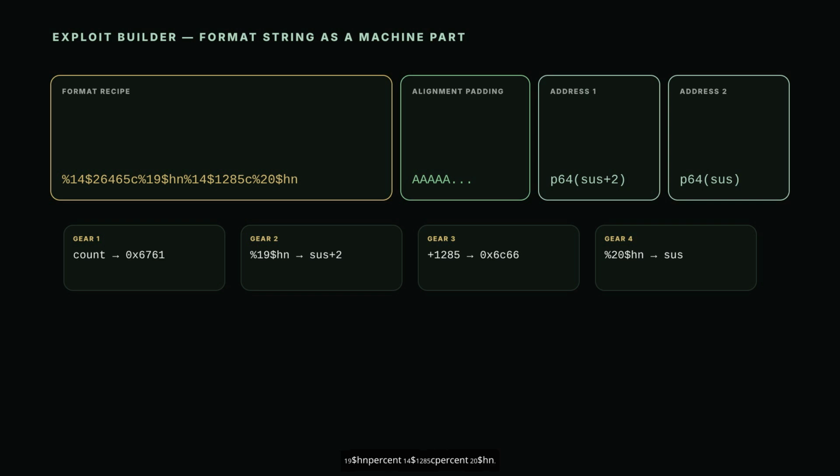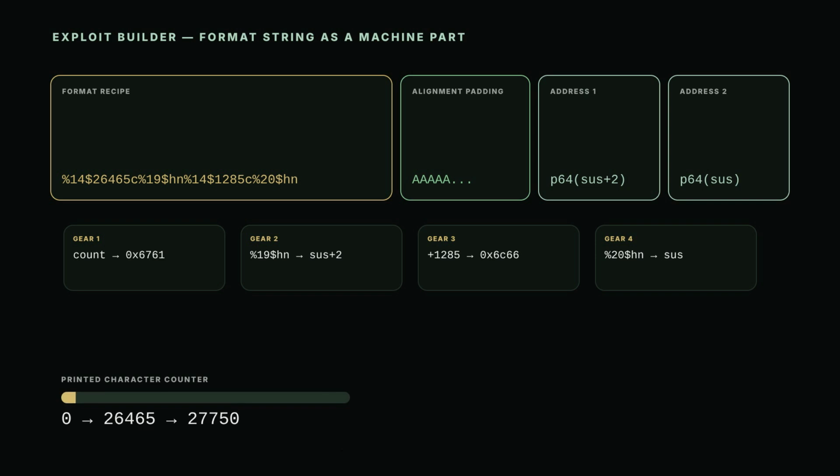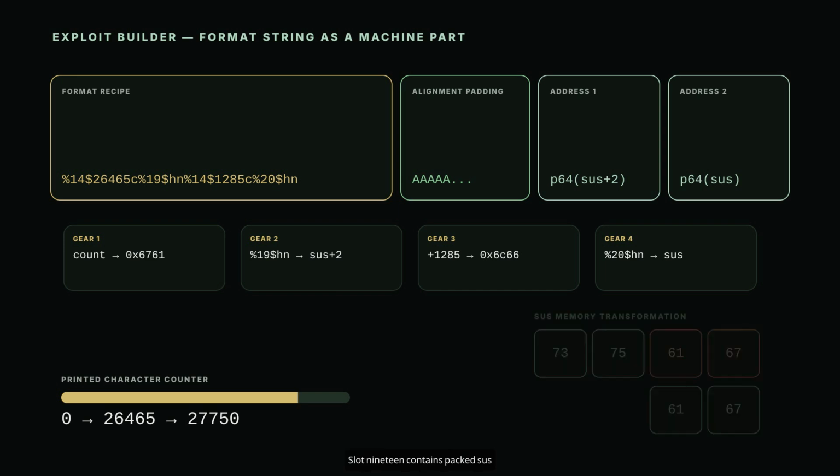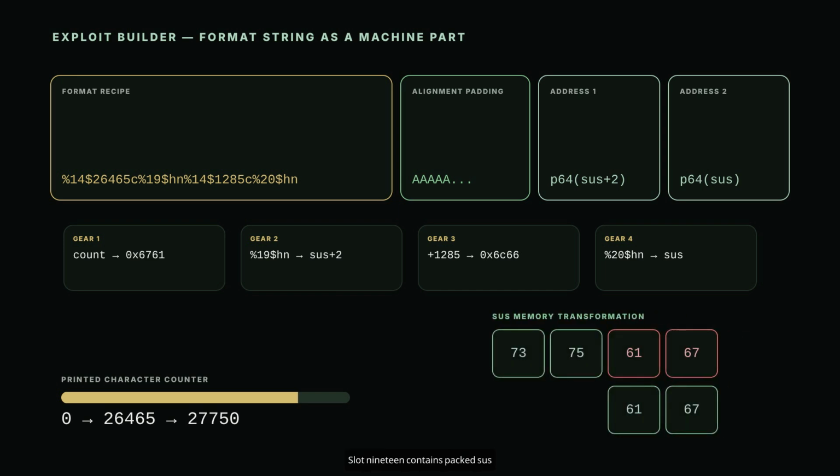1,187 seconds, 2029. First, a width field pumps the count to 0x6761. Slot 19 contains packed sus plus 2, so %hn writes the low half. Slot 20 contains packed sus, so the second %hn writes the high half, the budge 5, the red act.